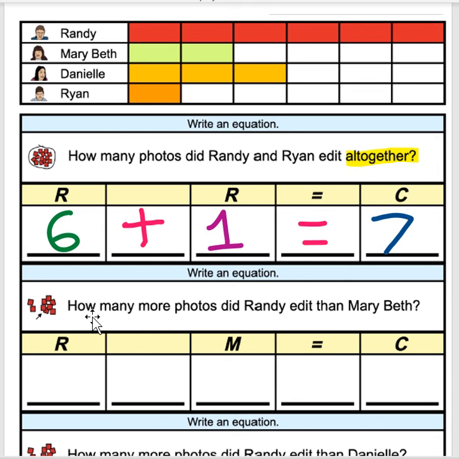Now we're going to look at our second question. It says, write an equation. How many more photos did Randy edit than Mary Beth? So the first thing to notice is that we see how many more. When we see how many more, we know that we're going to be subtracting. So we're going to go ahead and we're going to put our subtraction sign or our minus sign in our equation.